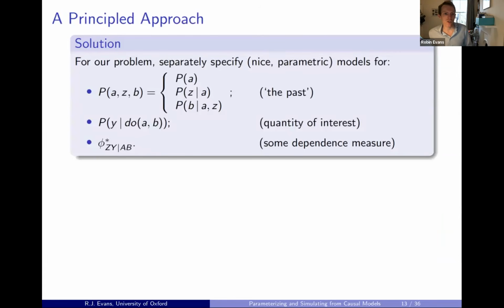So the solution to this problem is to specify nice parametric models for 3 bits. The first is the distribution of what I call the past, which is everything before the outcome you're interested in. Then you have a model for the quantity of interest, which in our case was P of Y given do A and B. And finally, we have a parameterization for this dependence measure, which could be a copula, a conditional odds ratio, or something else like a risk ratio.